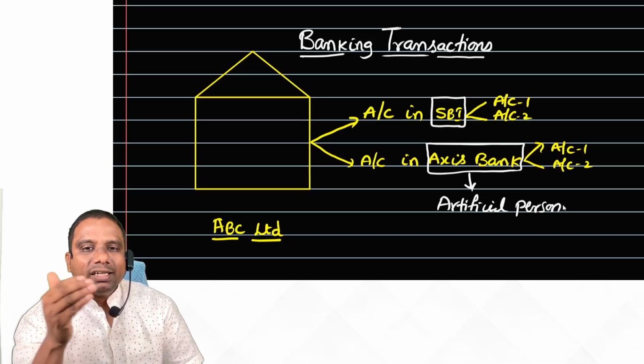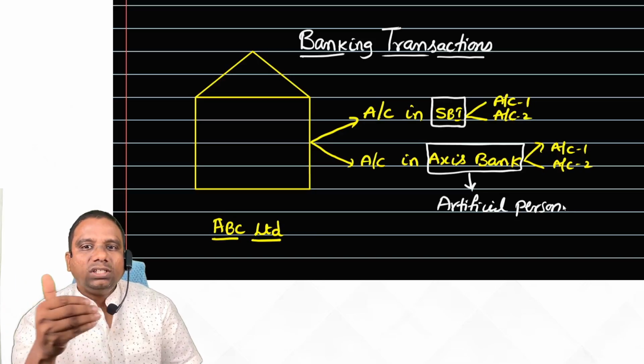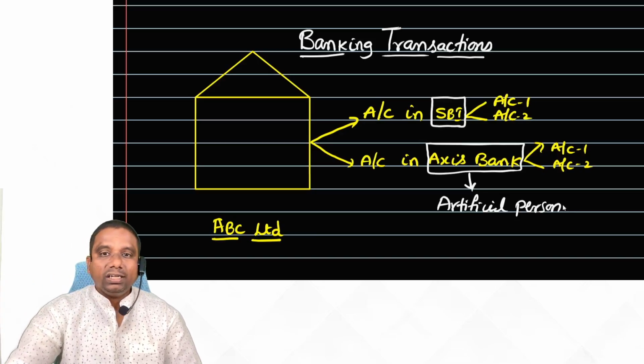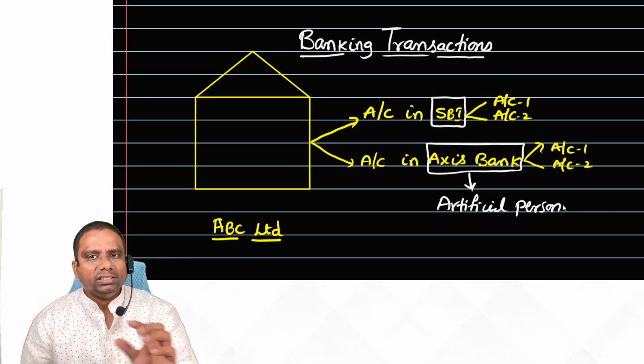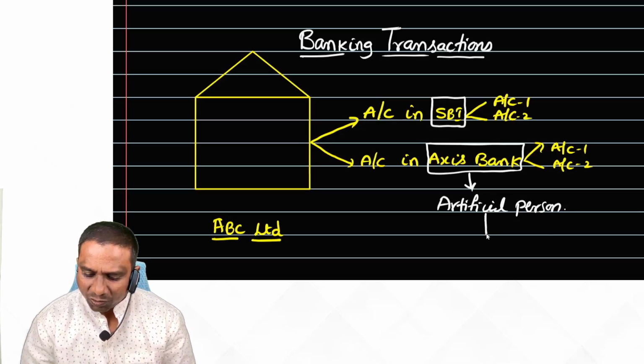Now, in case of banking transaction, how are the entries recorded? Do remember here SBI and Axis Bank are considered as artificial person. Artificial person means personal account.